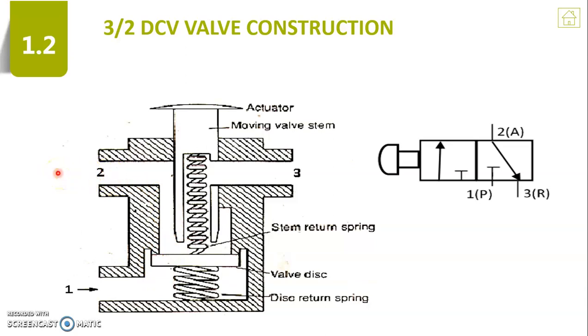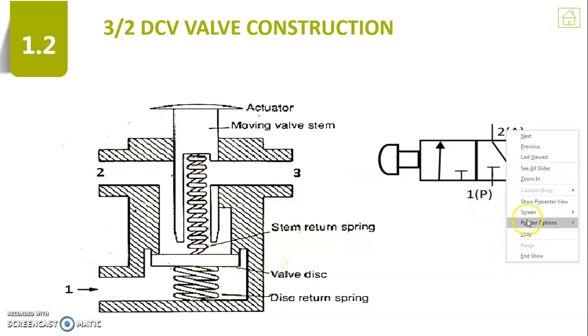Normally, at port 2, the linear cylinder or rotary actuator is connected. Suppose the push button is released: your input pressurized air is stopped. At the same time, the air supplied to your actuator loses pressure. That unwanted, unpressurized air is sent back to the valve, and through port 3, which is connected to the vent or reservoir, it goes out to the reservoir. That is denoted as R. This is the major construction-wise explanation.